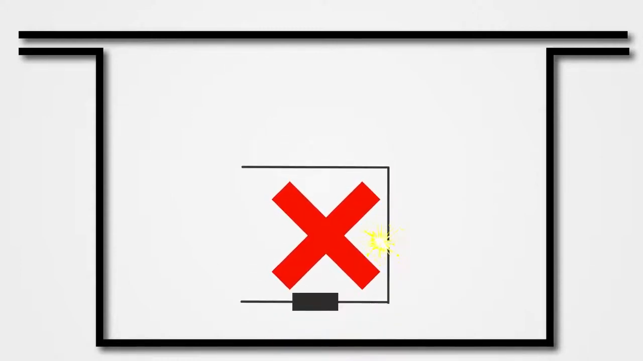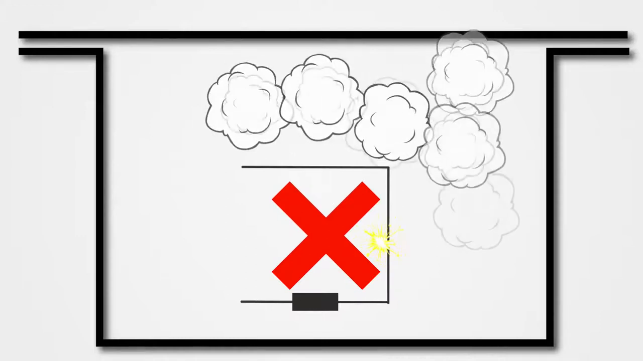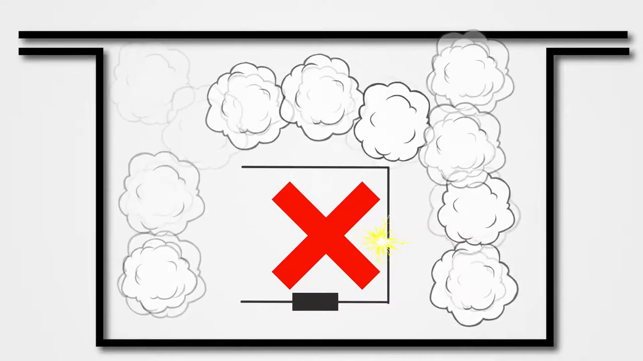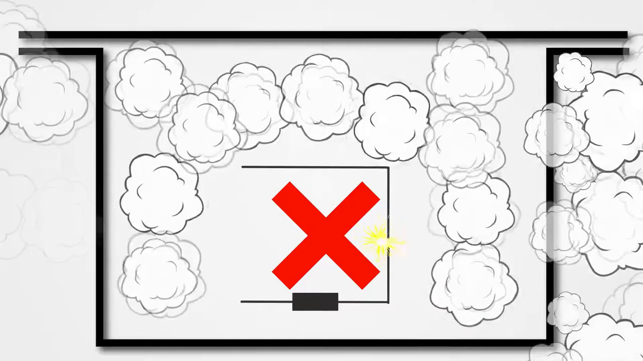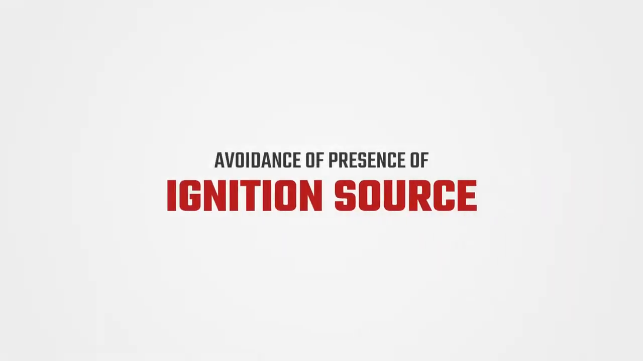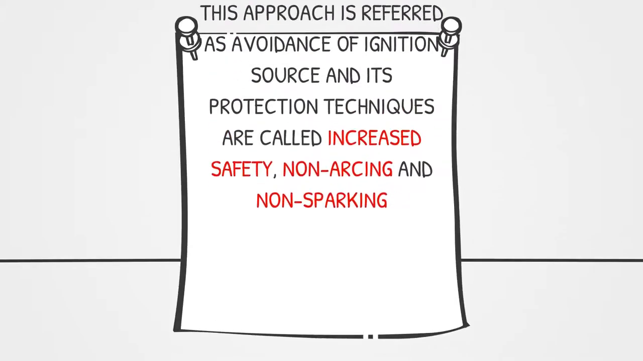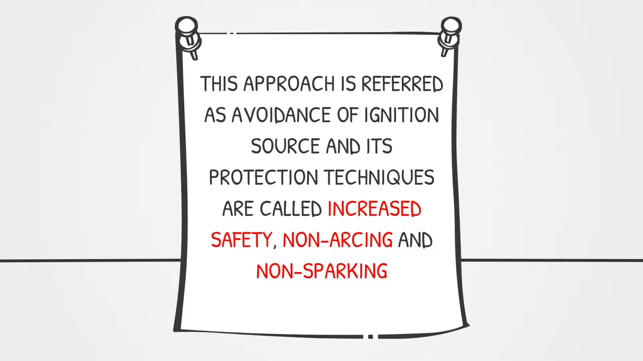And finally, some electrical devices and their components are, by design, non-arcing. They do not contain any arcing or sparking parts, and all the hot surfaces are identified and controlled to be less than the ignitable temperature of the surrounding gas. There are no sources of ignition inside the device's enclosure, so this technique is called avoidance of presence of ignition source. This approach is referred to as avoidance of ignition source, and its protection techniques are called increased safety, non-arcing and non-sparking.